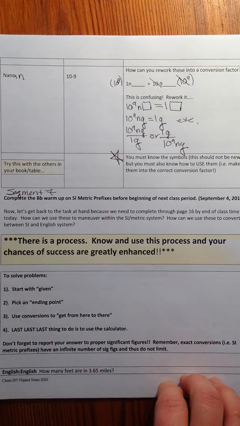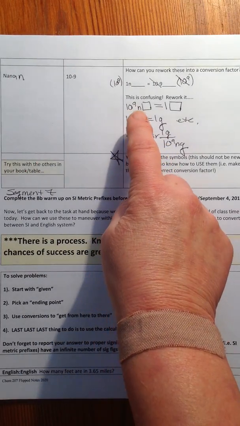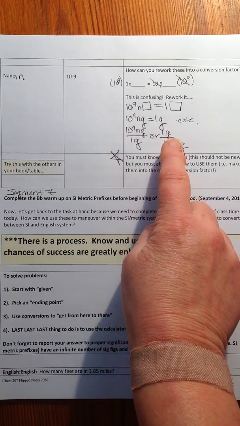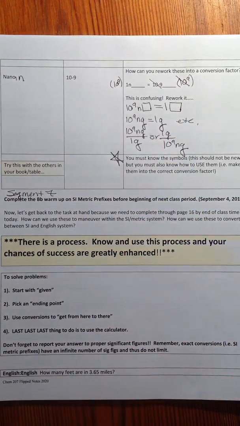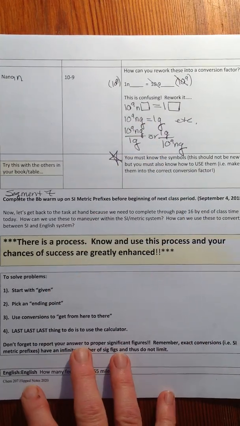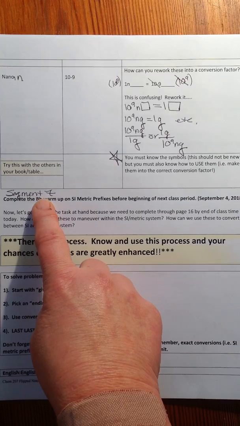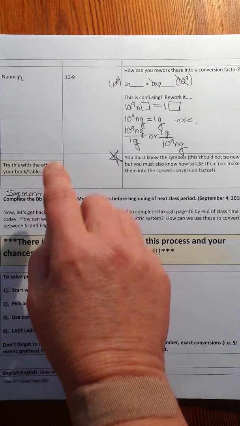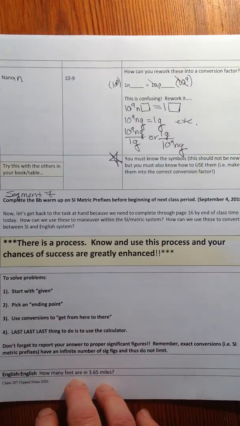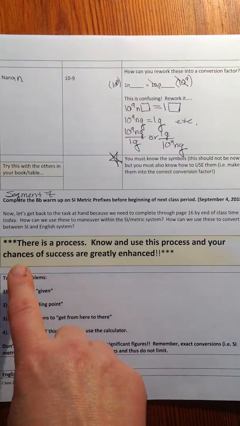In the last segment, I introduced SI metric prefixes and showed you how to take an equality and derive conversion factors. You need to practice these because you must have these to convert. In this segment, we're going to move on with what I had originally intended for us to do before we took our detour here, and that is, how are we going to convert? How are we going to go from one system to the next?